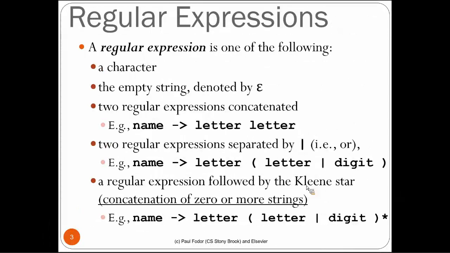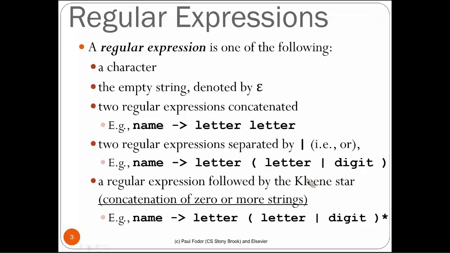So we'll start with the simplest part, which is regular expressions. A regular expression can be one of the following: a single character, the empty string denoted by the symbol epsilon, two regular expressions that get concatenated, like for instance, a name could be a letter followed by a letter, or two regular expressions separated by a vertical bar, which has the meaning of disjunction, or. So in this example, we see that a name is a letter followed by either a letter or a digit.